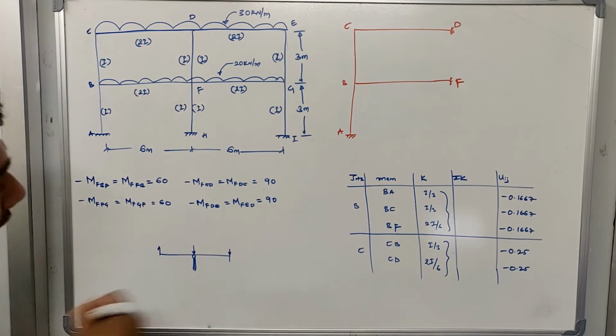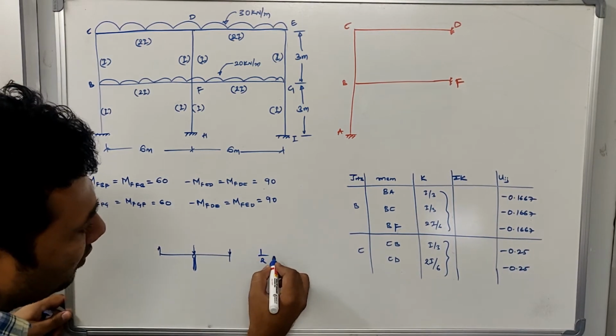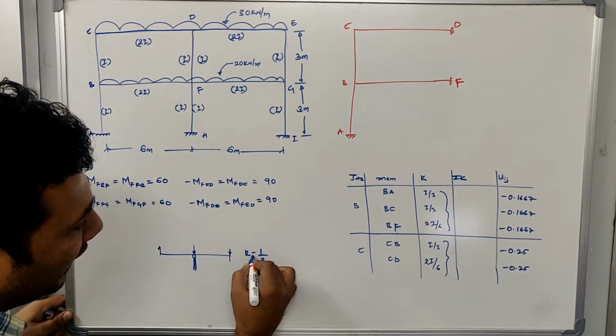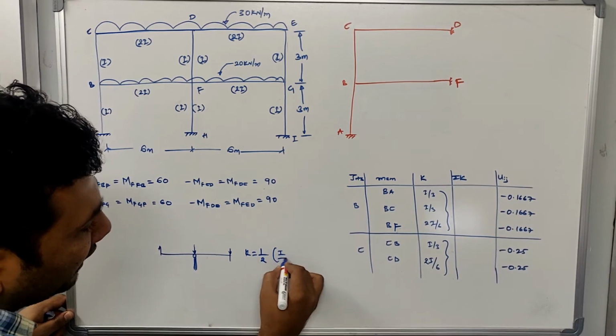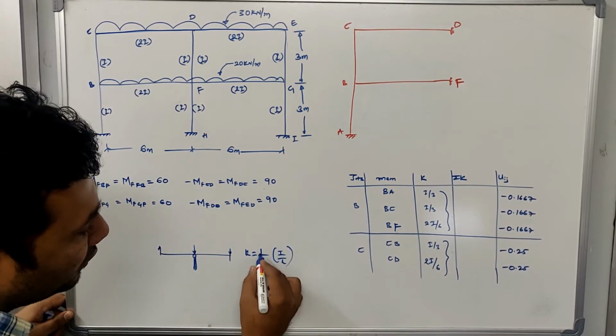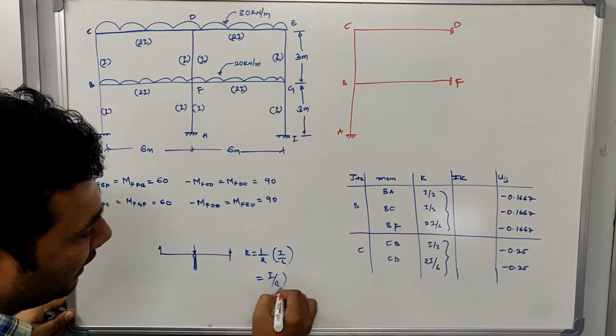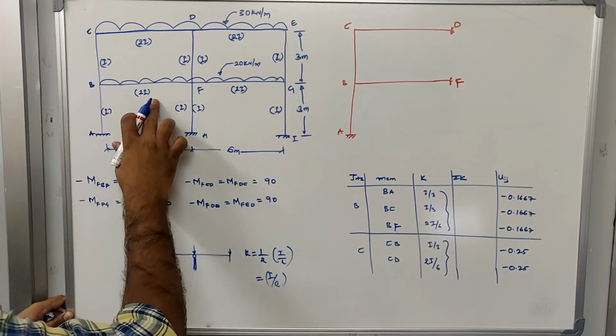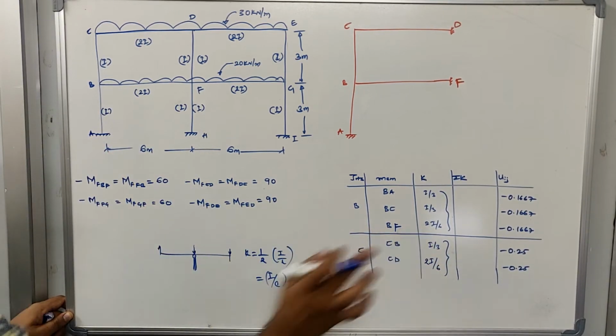So earlier, while calculating the K value, I had used half of I by L. In this case I am not going to use this, I am going to use only I by L. So what is the I value? The I value is 2 times I, the L value is 6 meter, so I am going to substitute that.